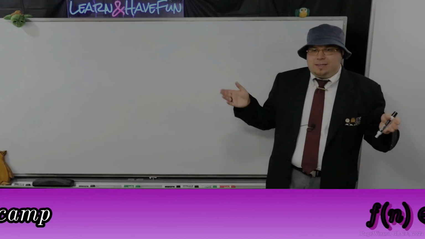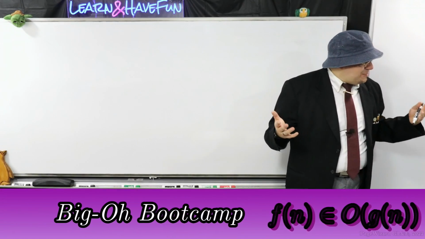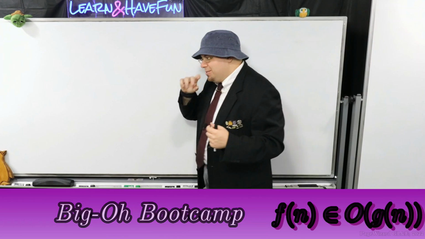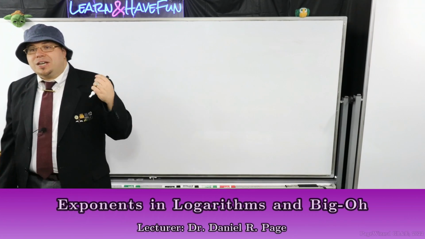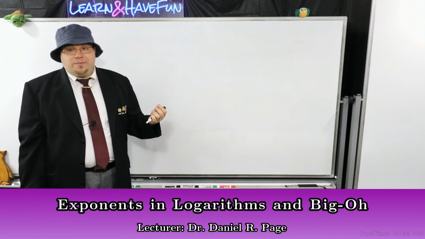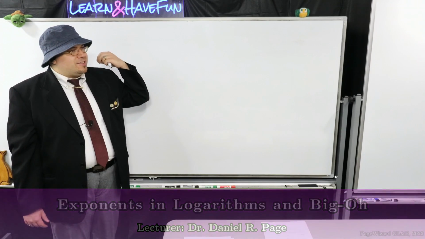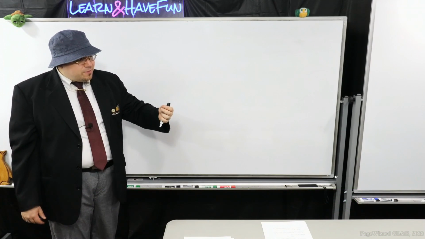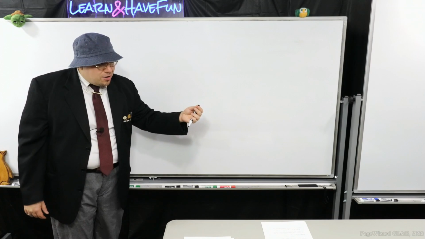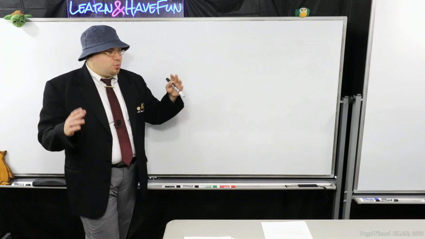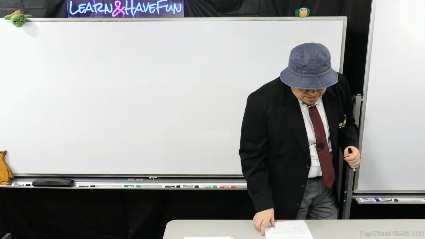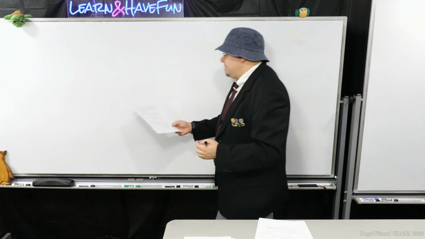So I'm hoping that this clarifies this natural question of what happens when you have some exponentiation happening within the logarithmic function. And we ask the question of, okay, if it's a constant for the exponent versus not being a constant for the exponent, what happens? So we're going to talk about that right now. So the first example we're going to look at is as follows.